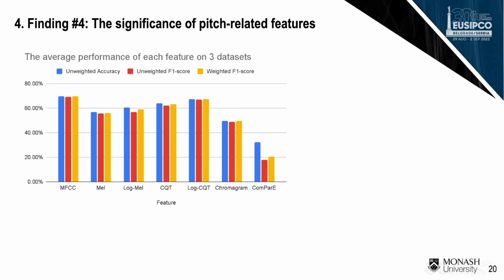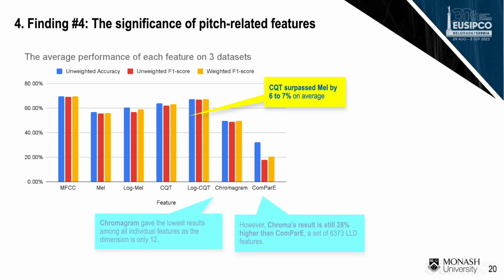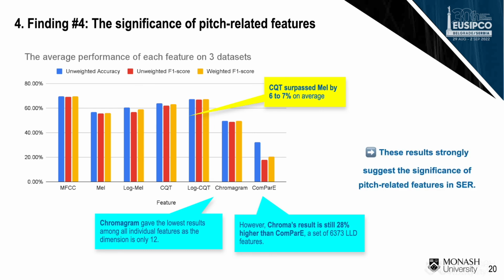Another finding is about the significance of the pitch-related features. The CQT features surpassed the MFCC features by up to 7% on average. The lowest result from the pitch-related group is of chromagram, since it is the smallest feature. However, its result is still 28% higher than the compared feature, which is the largest set of LLD with more than 6,000 features. These results strongly suggest the significance of the pitch-related features in emotion classification.